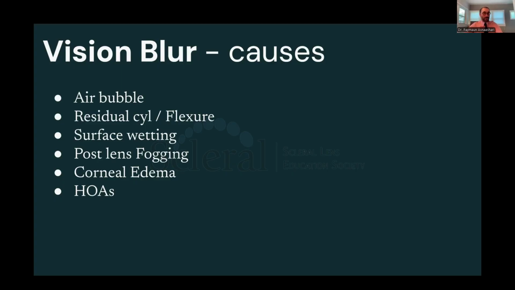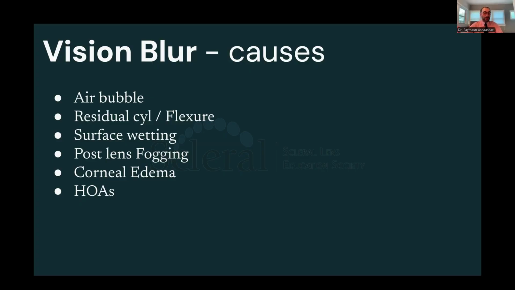Could be due to residual cylinder flexure as well. Could also be that the front surface of the lens is getting very dry and has deposits on it that will disrupt the clarity of the lens. Could be due to post-lens fogging as well. That will certainly impact the quality of their vision. Could actually be corneal edema. There's been reports that patients with scleral lenses can, it's uncommon, but they can develop corneal edema, and that can certainly create clouding in their vision.